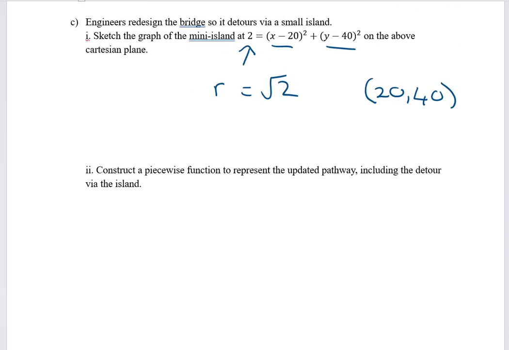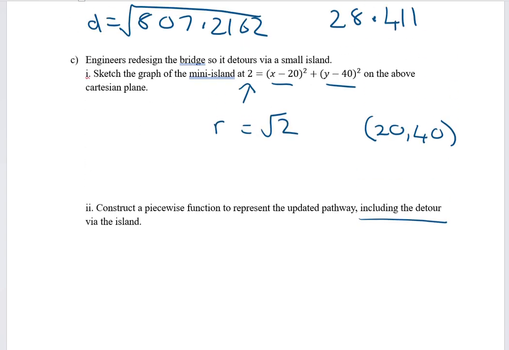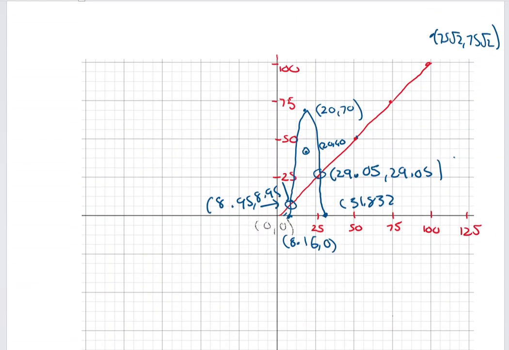This is the last part that we had to do. Construct a piecewise function to represent the updated pathway, including a detour via the islet. Okay, so detour. That's the hardest part that people struggle with. Now, I didn't tell you what types of graph you had to pick. So you could have just stuck with linear for this.